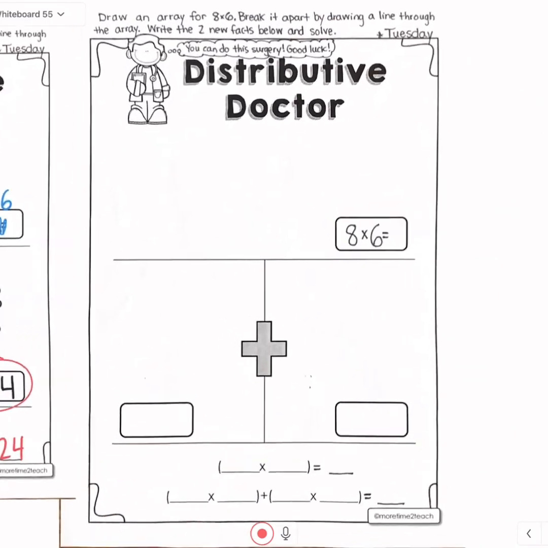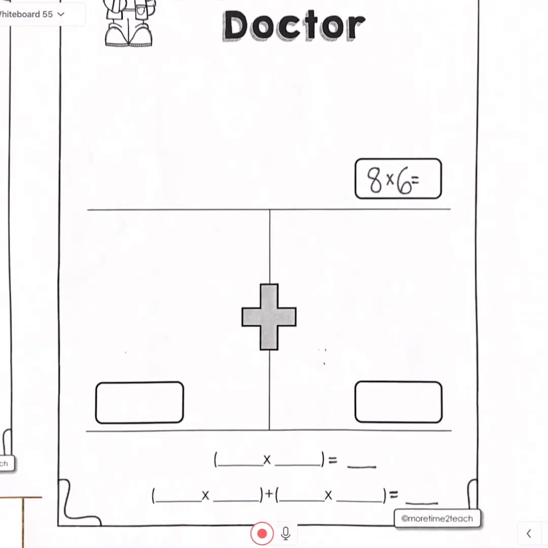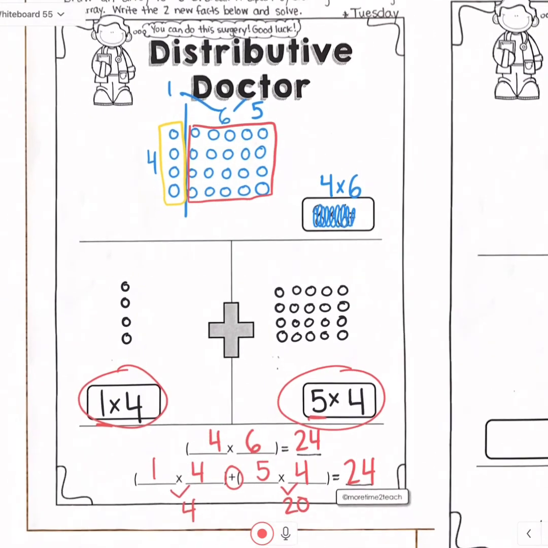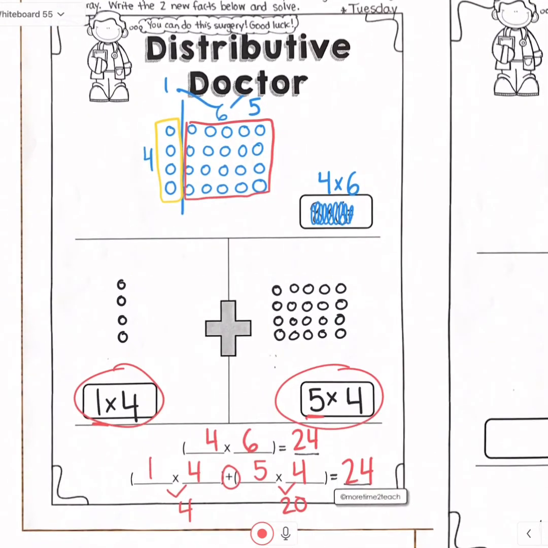Now you are going to do distributive property for 8 times 6. Again, let me zoom in on this example. Press pause if you need to, so you can see an example of how to do this distributive property problem.